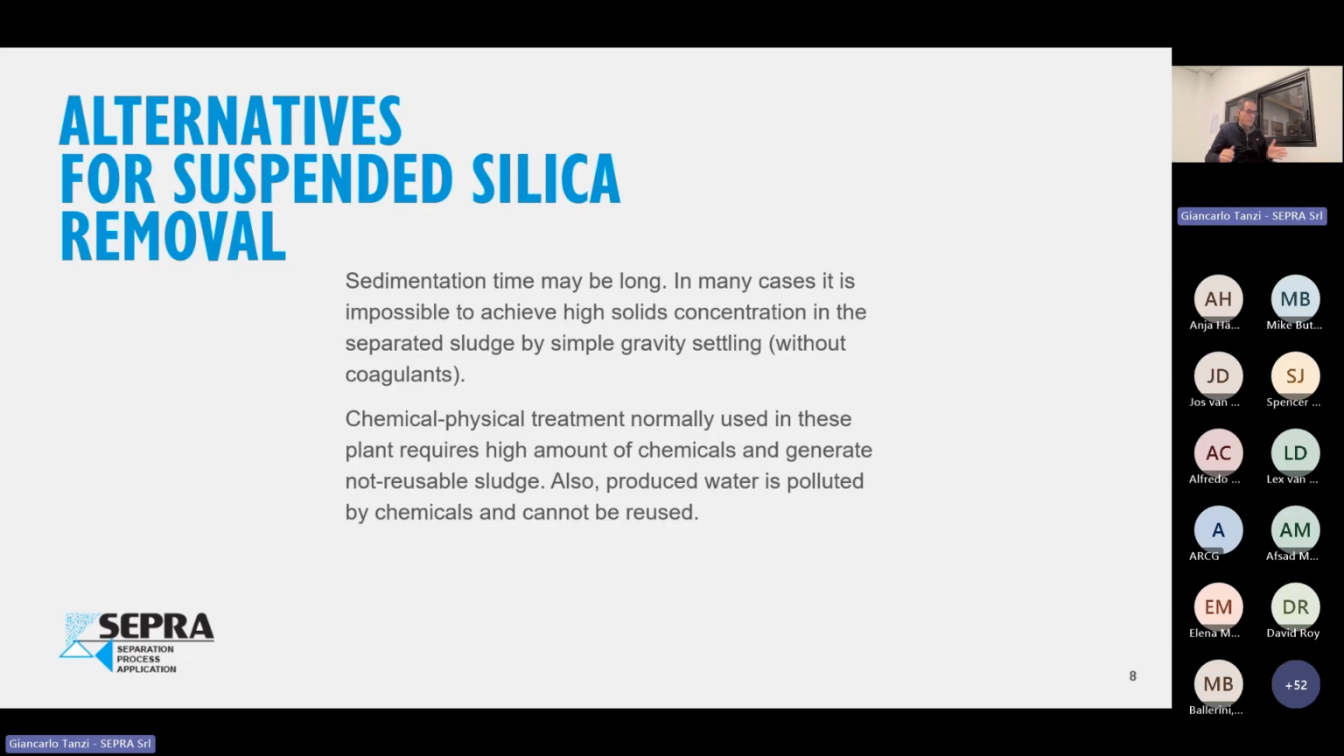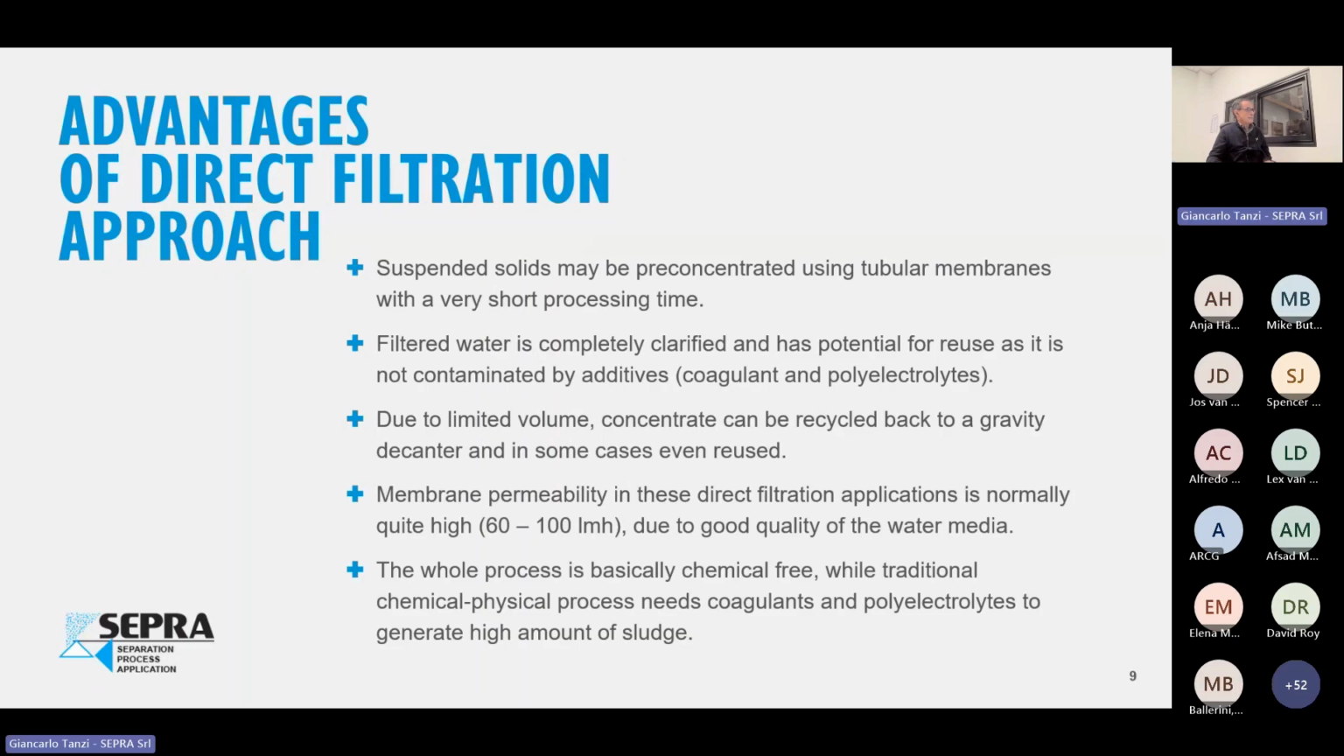When industry is dealing with this type of particles, normally we are talking about chemical-physical treatment, using a high amount of chemicals, because you need to use coagulant and polyelectrolyte to separate these particles. And even if the chemical-physical treatment is working fine, the produced water is finally polluted by chemicals. What happens is that it is basically not reusable water.